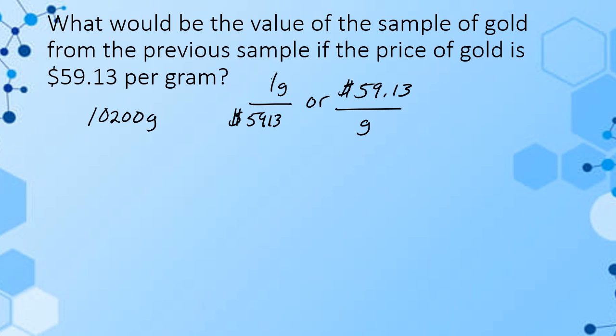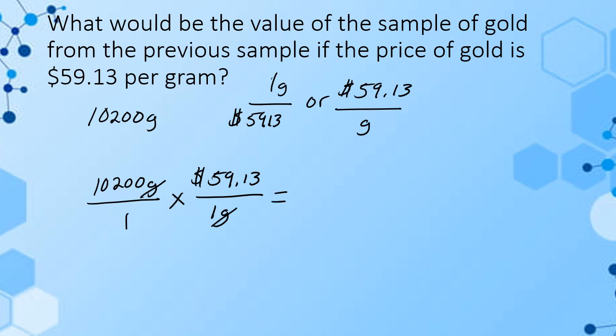We want to get rid of the grams, so I'm going to write 10,200 grams, and I'm going to put it over 1 for placement. And then I'm going to pick the correct conversion factor. I want grams to cancel out. Grams is initially in the numerator, so I'm going to pick the conversion factor with grams in the denominator. It shows 59.13 per gram. Our grams will cancel out.